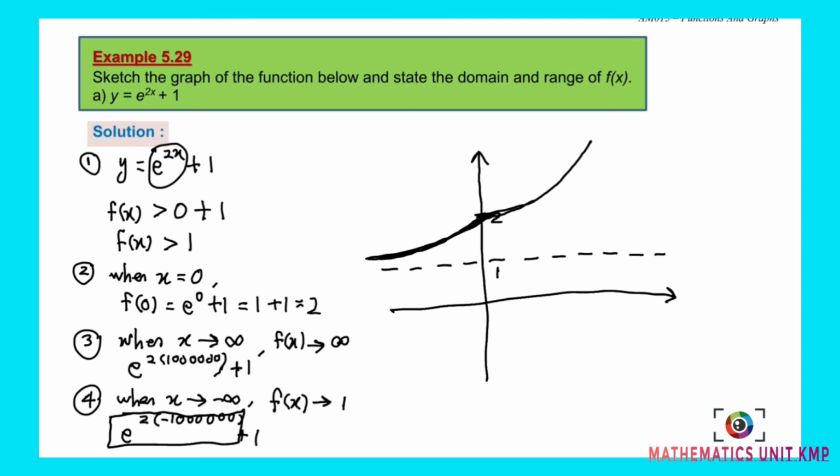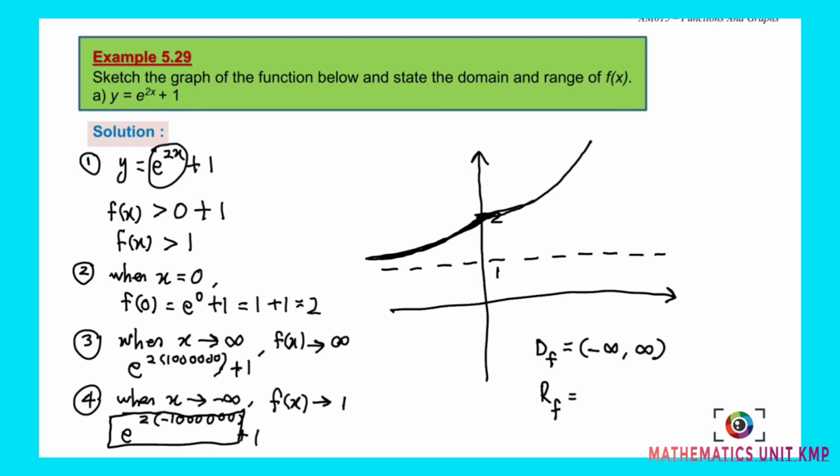Okay, do you understand that? Now we go to the domain and range. The domain is from left to right. You check from left to right. Most of the cases for indices or exponential, the domain will be negative infinity until positive infinity. Okay. Now for the range, refer to its horizontal asymptote.